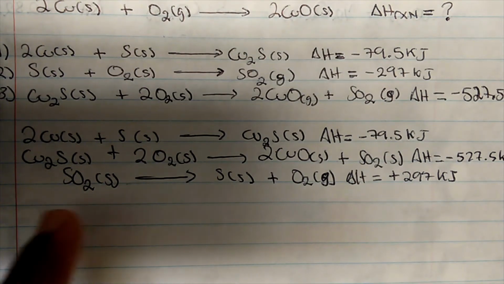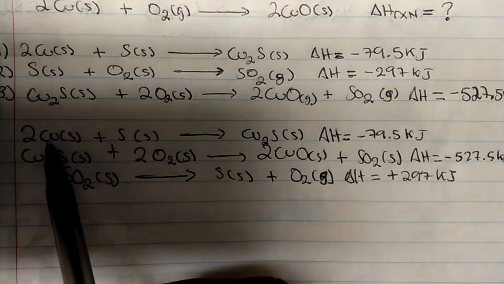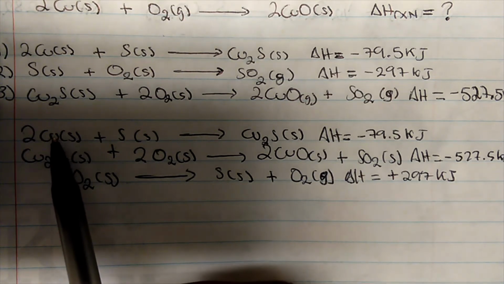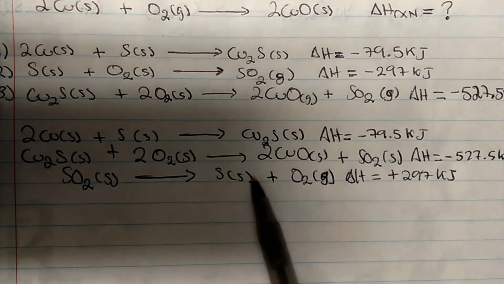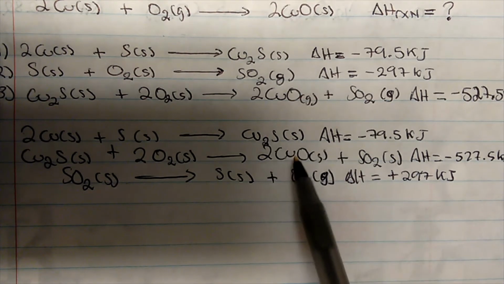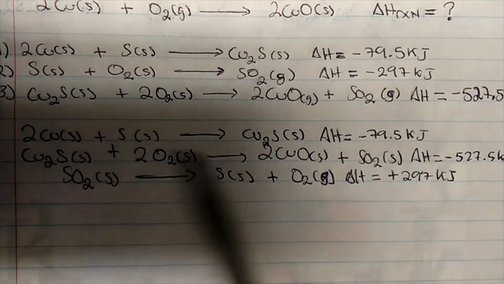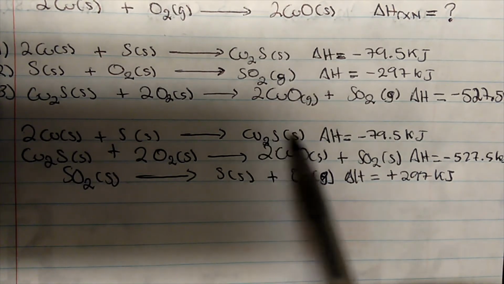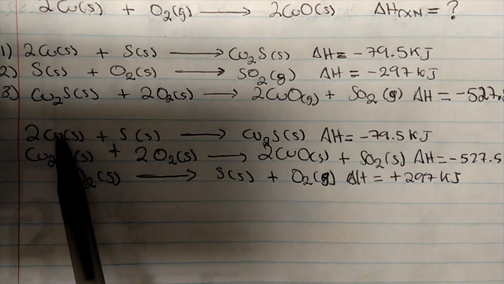Okay. As a reactant, I have 2 moles of copper solid. As a product, do I see 2 moles of copper solid? No. There are no moles of copper solid on the right-hand side. So this stays. We can't cancel this.